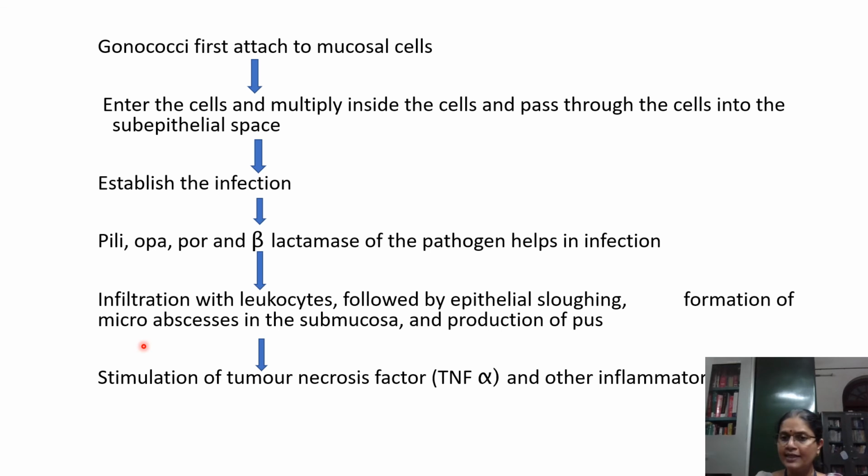So this is all happening in the submucosal region. So there will be a lot of cells here. There will be leukocytes, there will be gonococci, there will be epithelial cells, dead epithelial cells, live epithelial cells. You will find a mixture of cells in this region, and this will result in the production of pus.